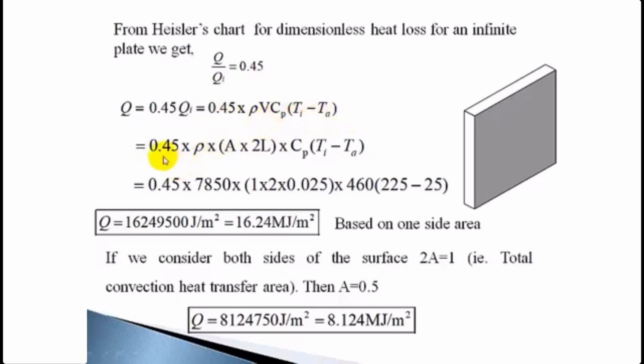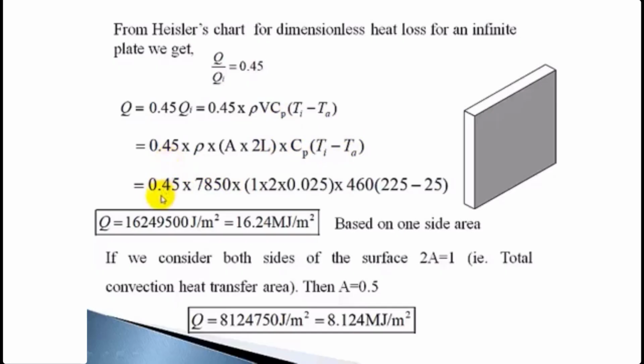Let us substitute for that: 0.45 into density into volume V. How do you calculate the volume? Surface area, one side surface area, into 2L. 2L is the thickness. It's not a finite plate I have shown, but for an infinite plate also it is the same thing. It is one side surface area into 2L. So A into 2L into Cp, specific heat, into Ti minus T infinity.